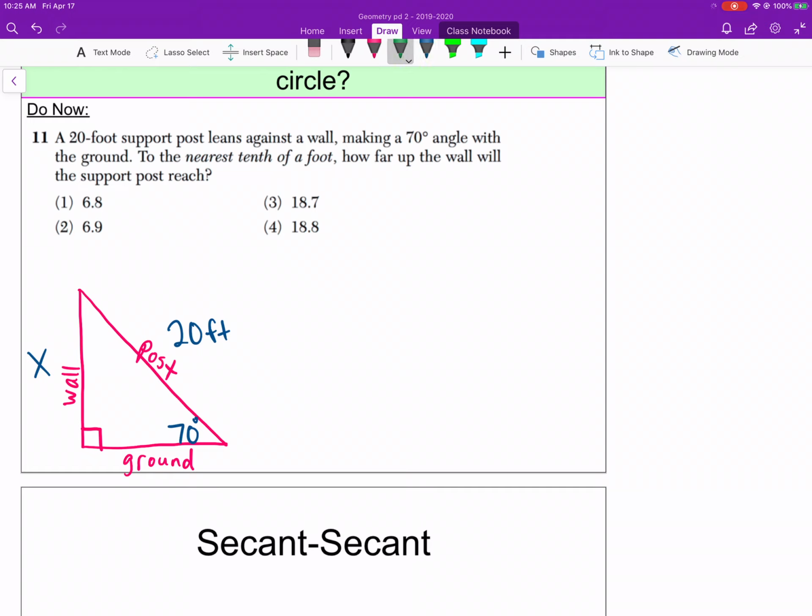So in talking about Algebra 2, this is something you will absolutely need for Algebra 2. So do not forget about your trig ratios, sine, cosine, and tangent. Remember, we lock in on our angle, and we label accordingly. So in relation to that angle, the ground would be adjacent, the wall would be opposite, and the hypotenuse is 20 there.